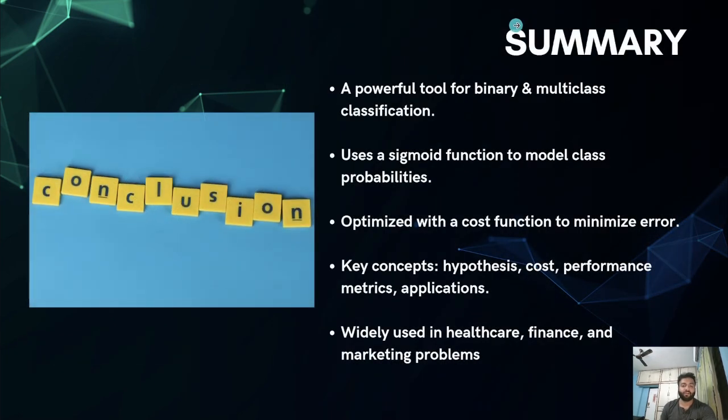To summarize, logistic regression is a powerful and widely used tool for binary and multi-class classification. It models the probability of a class using a sigmoid function and is optimized using a loss function. We discussed key concepts like hypothesis function, cost function, performance metrics, and its real-world applications. Whether you are solving problems in healthcare, finance, or marketing, logistic regression provides a solid starting point for many machine learning classification tasks.